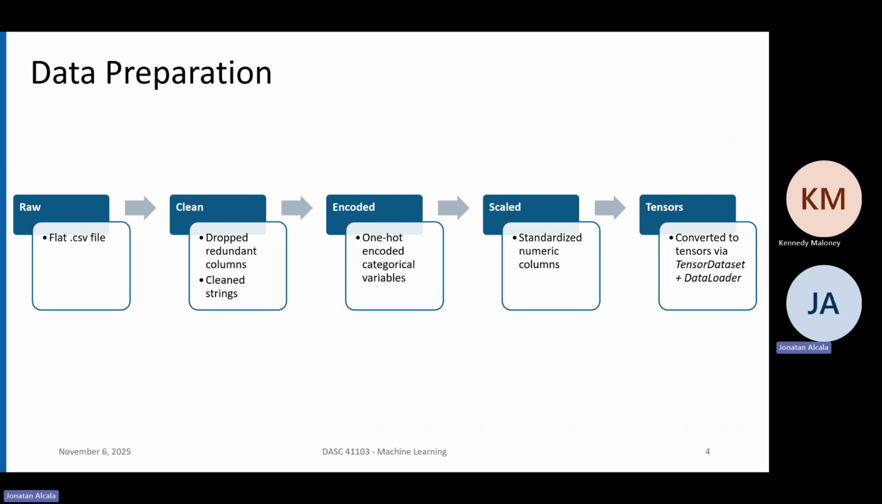After that, we split the data 80/20 into training and validation sets to evaluate generalization. Finally, we converted everything into PyTorch tensors and wrapped them in a data loader with a batch size of 64 for efficient mini batch training.